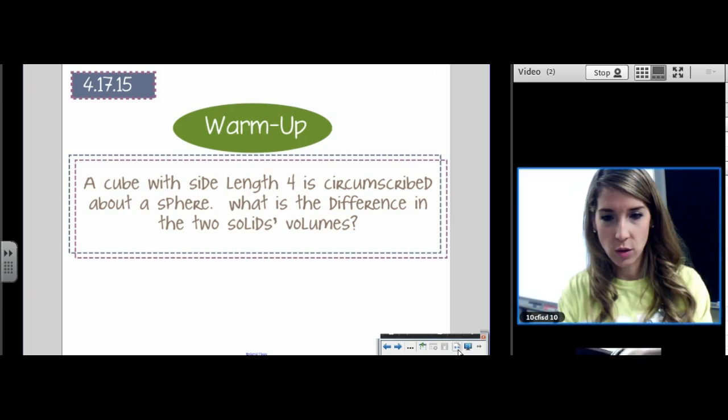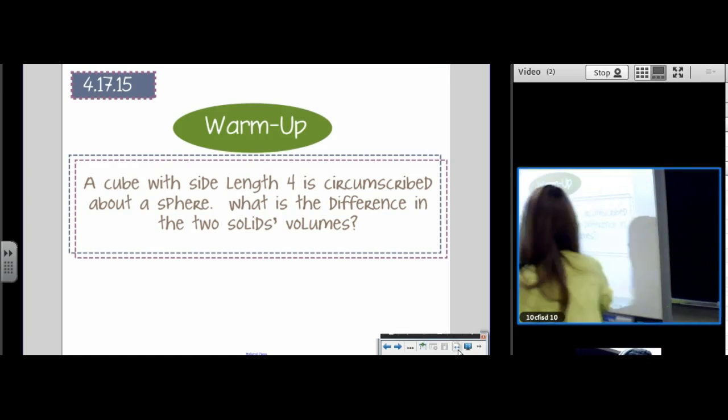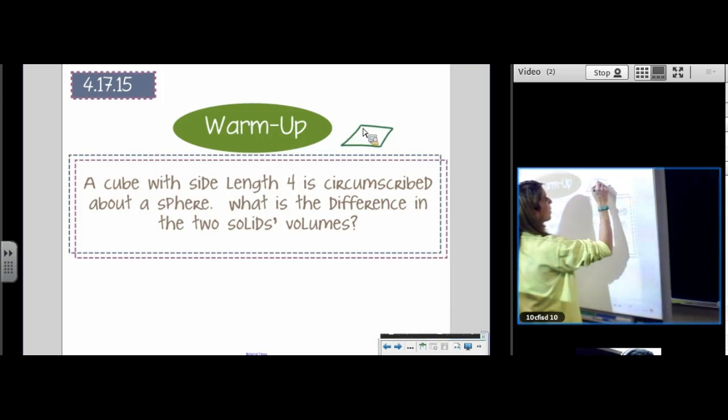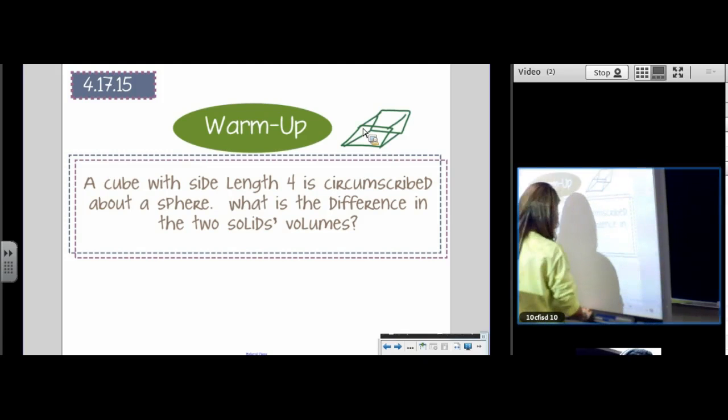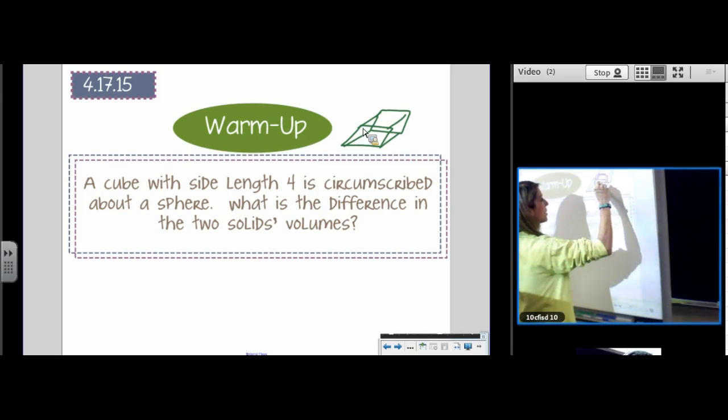A cube circumscribed about a sphere. Can you try to draw that? So I'll do the best I can. It might not look that great, but so we got to get our cube. Yikes. My cube is going to be majorly leaning over. And we have a sphere inside. Not a big deal what your picture looks like.